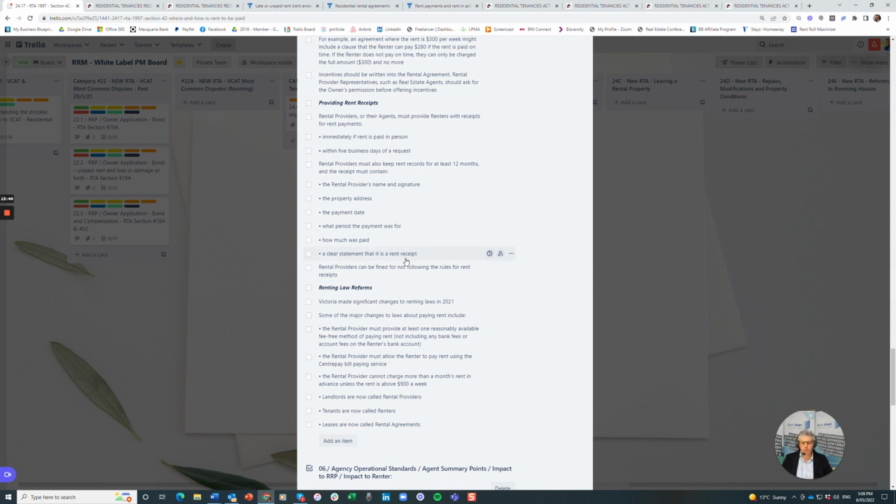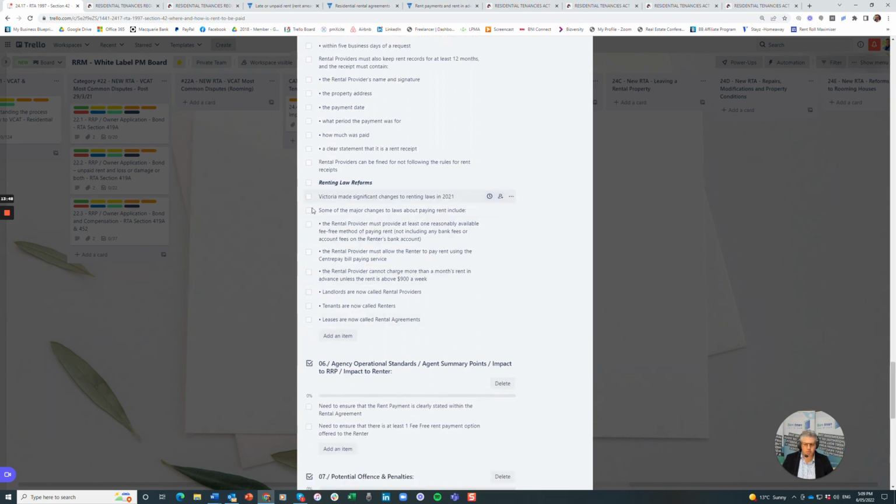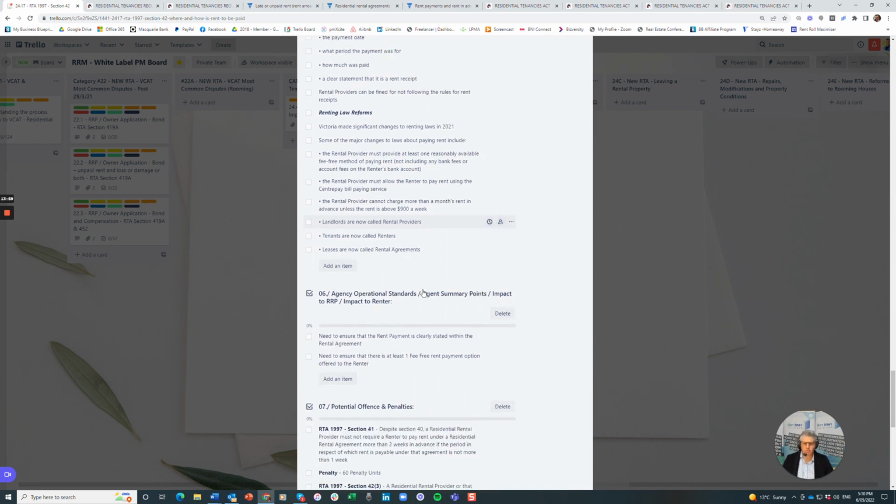Rental providers can be fined for not following the rules for rent receipts. Of course the rules changed in 2021. However, a lot of these have been applicable for a long period of time, so not really a lot of change there.